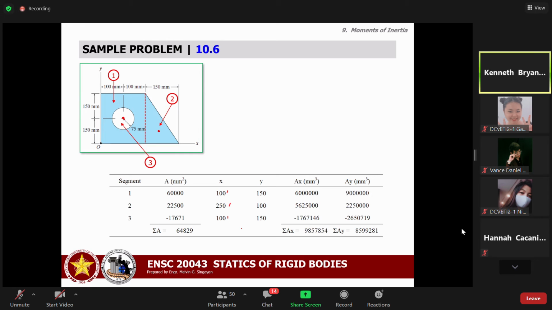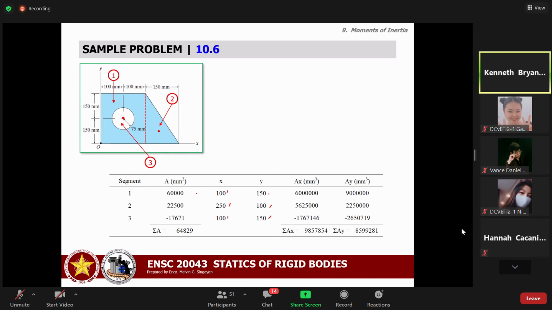Then y curl is the distance of the centroid parallel to the y-axis. So, ibig sabihin, kung ito yung centroid ng rectangle and ng circle, ano yung distance nila from the origin? 150. Okay? Distance na to is 1/3 of the height. So, if the total height is 300, this 1/3 of the height is 100. Okay? So, may value ka na ng mga x curl and y curl, yung product na ax curl and ay curl.